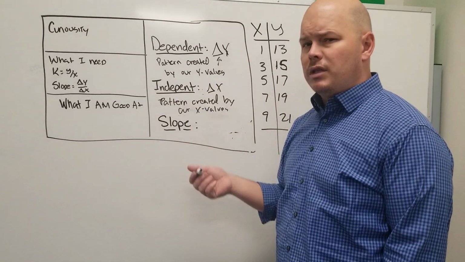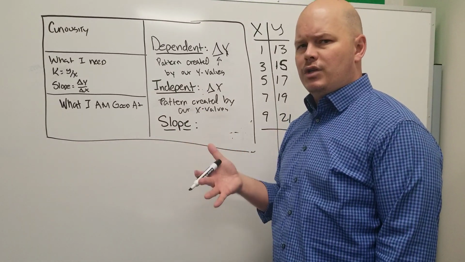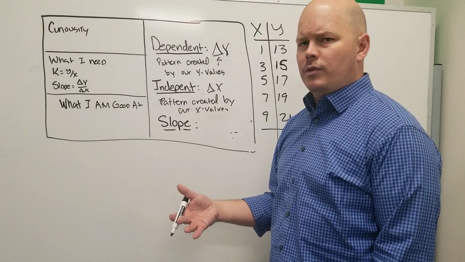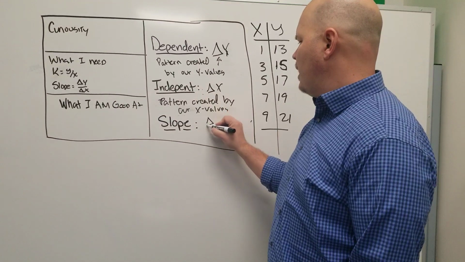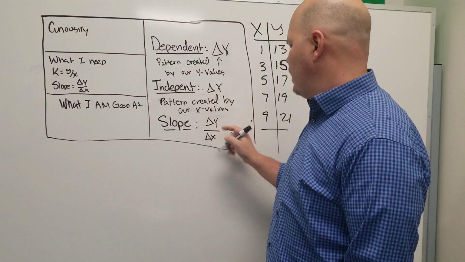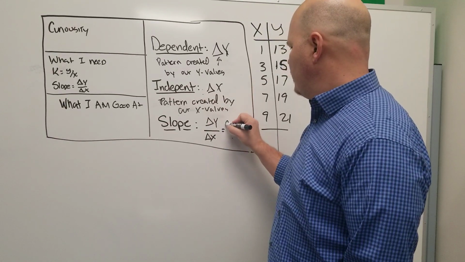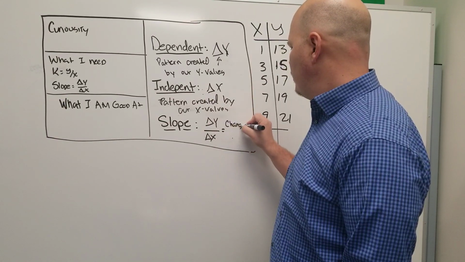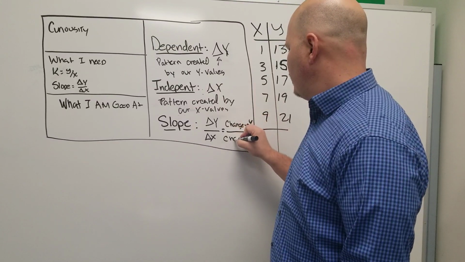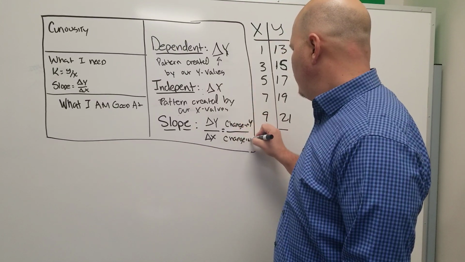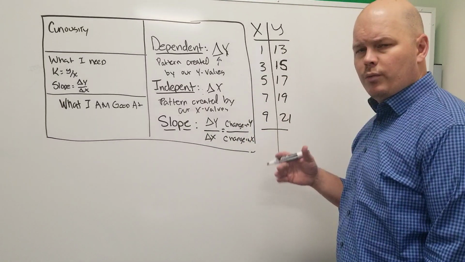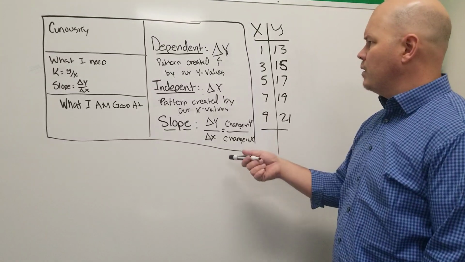So when we talk about slope, what we're talking about is the relationship between the dependent variable's change and the independent variable's change. We would write that as our change in Y over our change in X. And again, we say this like change in Y over my change in X.